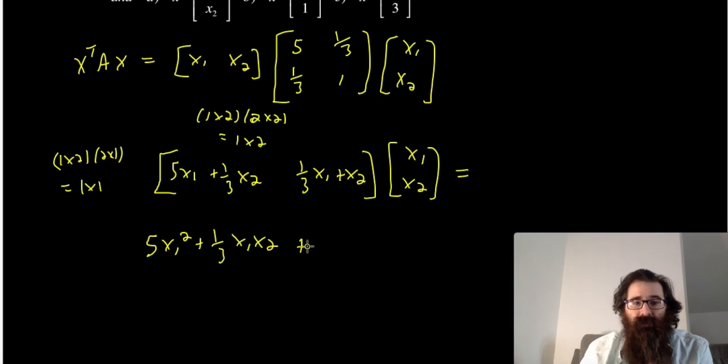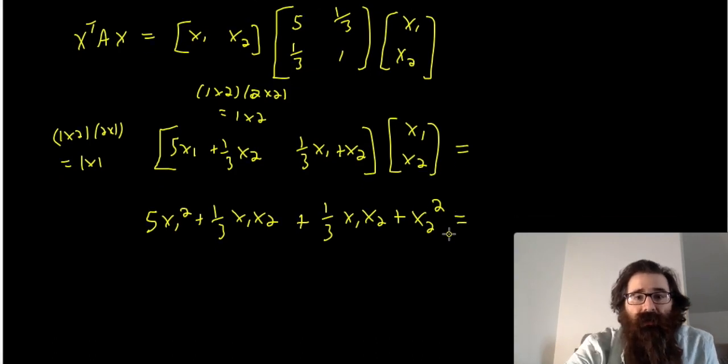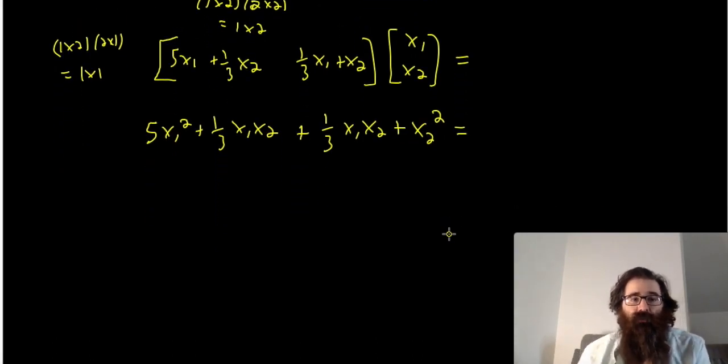And then plus, now second entry I'm going to multiply, so 1 third x sub 1 plus x sub 2 quantity times x sub 2. And think about distributing in. That's going to give me 1 third x sub 1 x sub 2 plus x sub 2 times x sub 2, which is x sub 2 squared. And I can go ahead and combine my like terms to get a final result here.